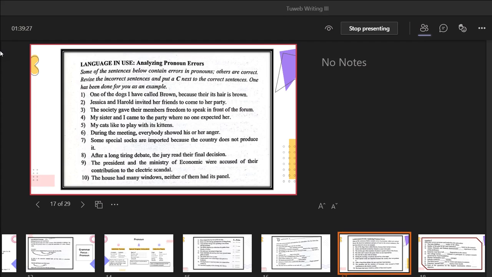The society gave their members freedom to speak in front of the forum. Jadi, the society, yes, the society gave their member freedom to gave its member. Ya, jawabannya adalah its. Number 4. Yes, where no one expected us because my sister and I. Yaitu we jadi us. Okay, number 5.